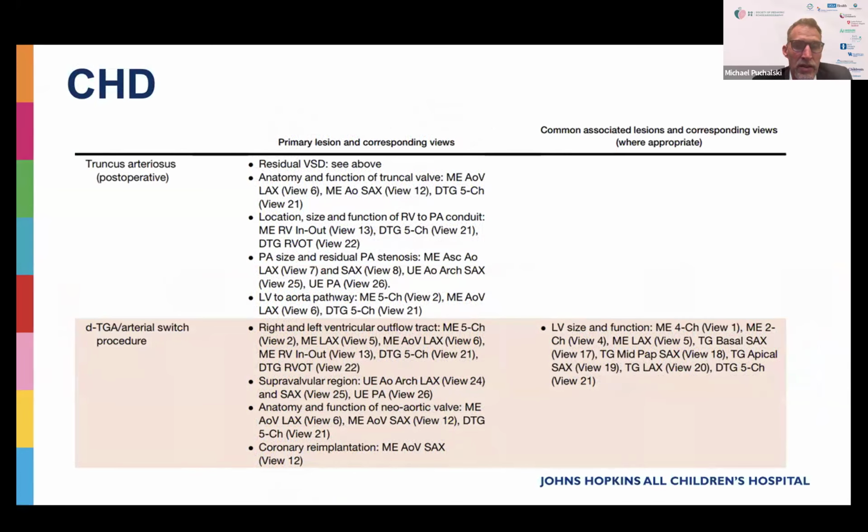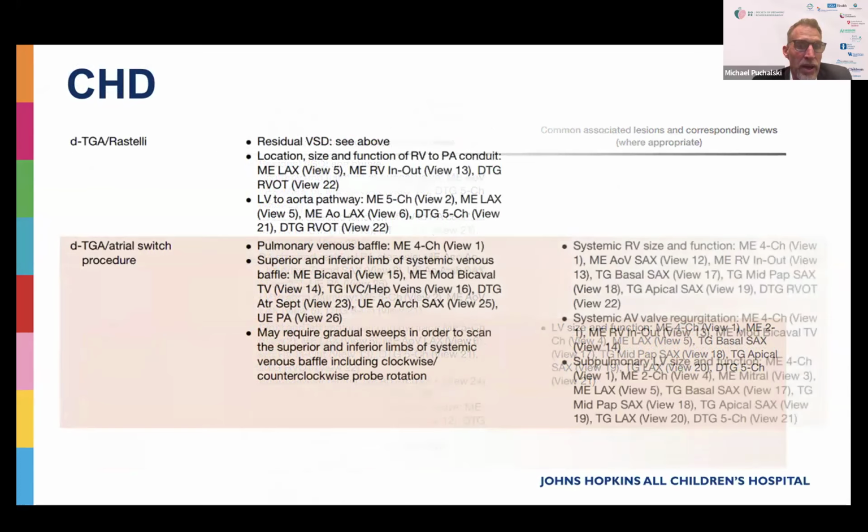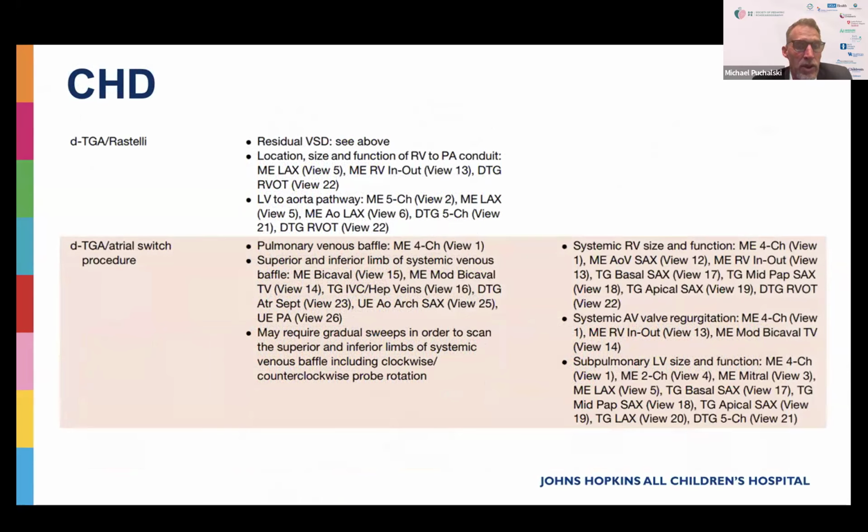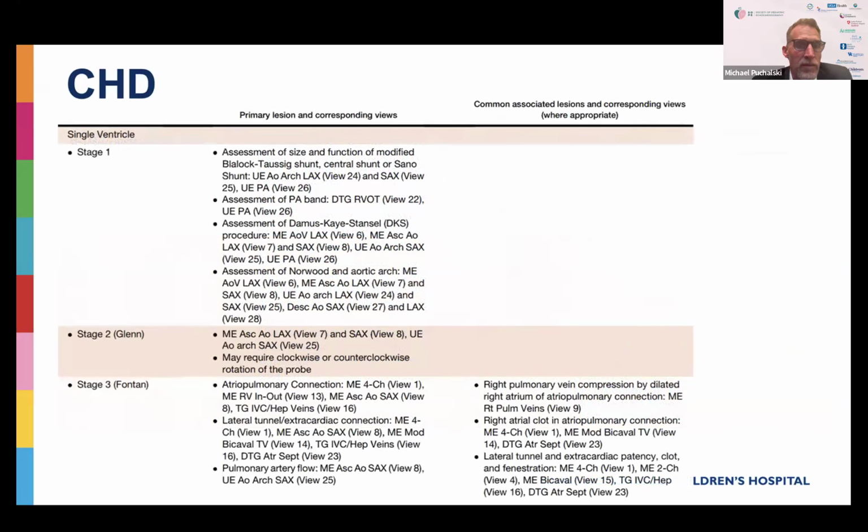Truncus arteriosus, and then the arterial switch, and suggestions about how best to assess the coronary arteries both before and after repair, with assessing the Rastelli as well as the atrial switch. And then finally, we touched on staged single ventricle palliation, both the Norwood, Glenn, and then finally the Fontan, and suggestions of how to evaluate the lateral tunnel or extracardiac connection, as well as looking for clots.